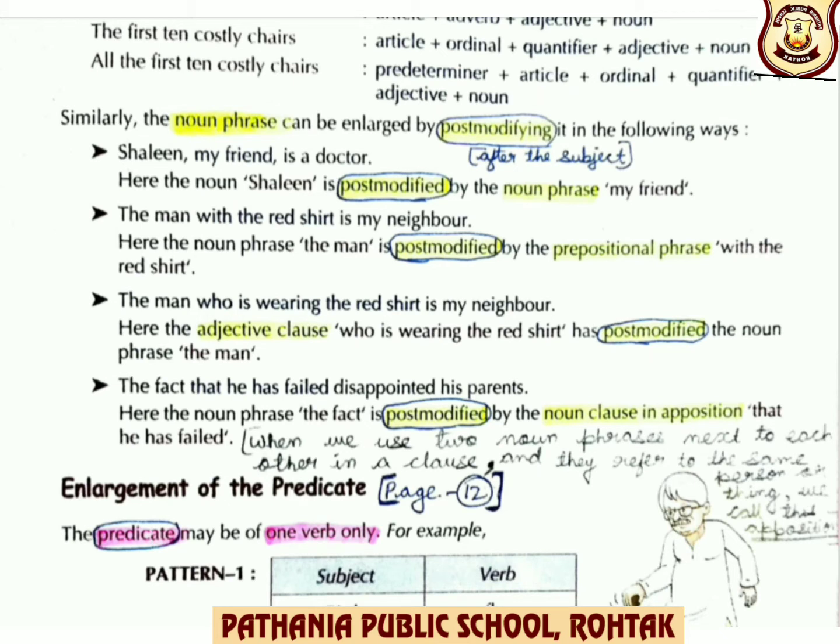Here the noun phrase the fact is post modified by the noun clause in apposition, that he has failed. Now children, what do you mean by apposition? When we use two noun phrases next to each other in a clause and they refer to the same person or thing, we call this as apposition.